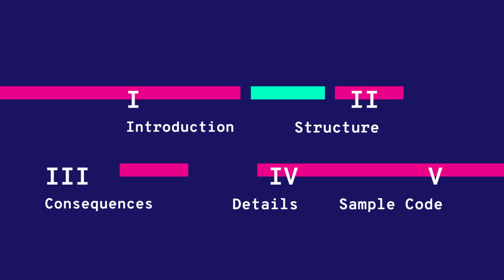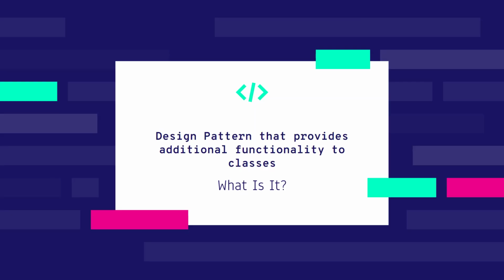So we'll be breaking this into 5 different sections: a brief introduction, then we'll go over the structure, take a look at a UML diagram, look over the consequences, sort of what this benefits, but maybe some of the drawbacks will hinder your program. We'll go over the details of implementation, and finally wrap things up with looking at some sample code.